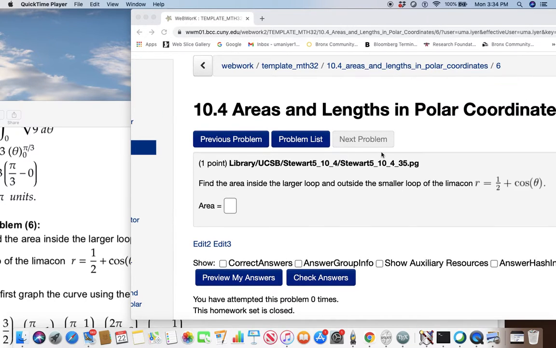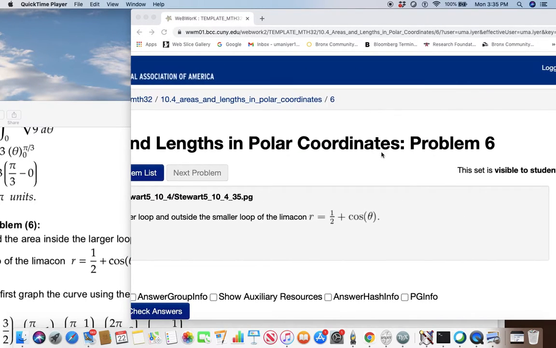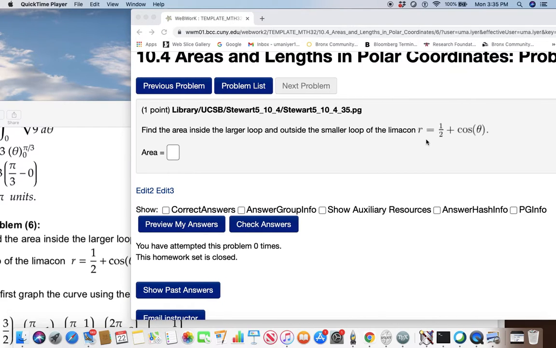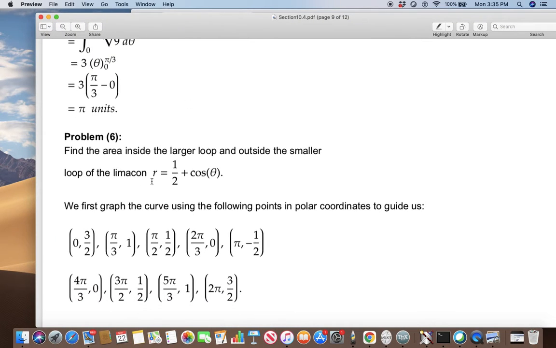Back. Problem 6, section 10.4. Find the area inside the larger loop and outside the smaller loop of the limaçon r equals half plus cosine theta. So let's look at r equals half plus cosine theta.